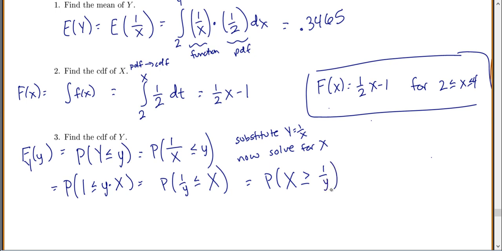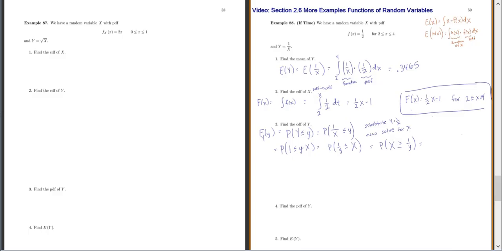Now at this point, okay, we have our x, which is what we want, but this is a greater than or equal to. I don't want that. I need a less than or equal to make a CDF. But we know how to use the complement rule.